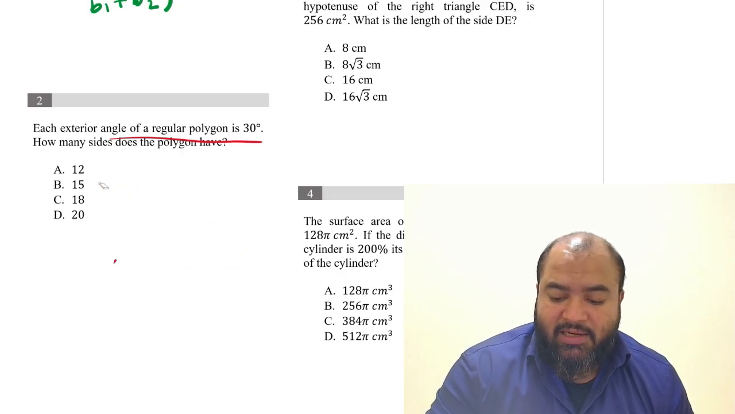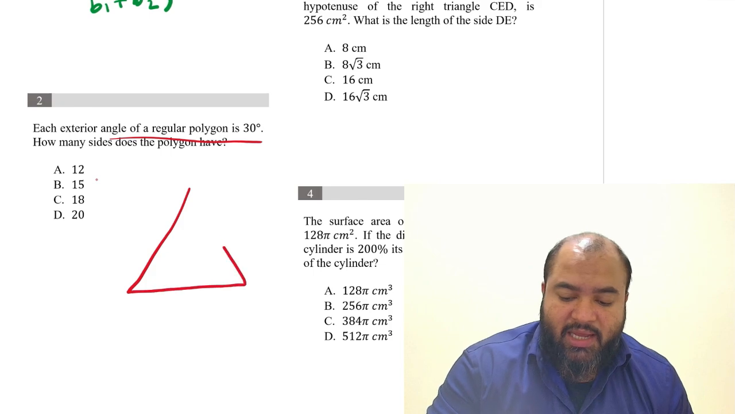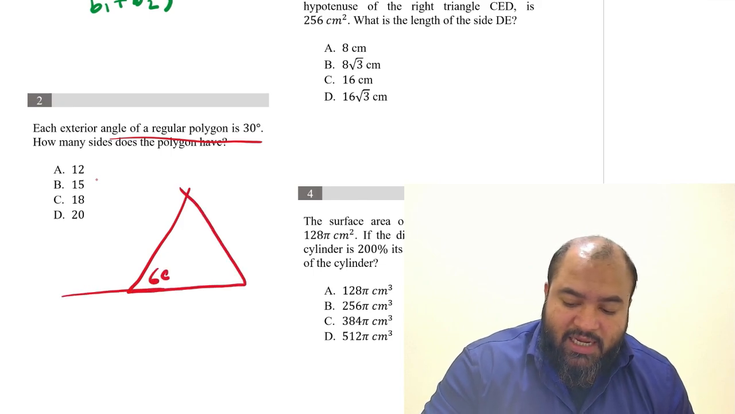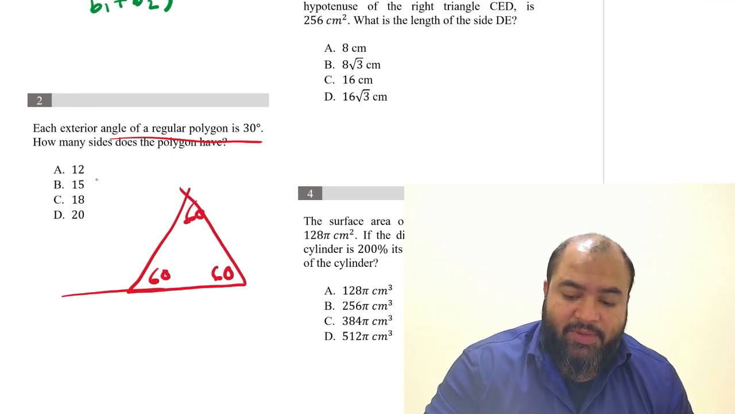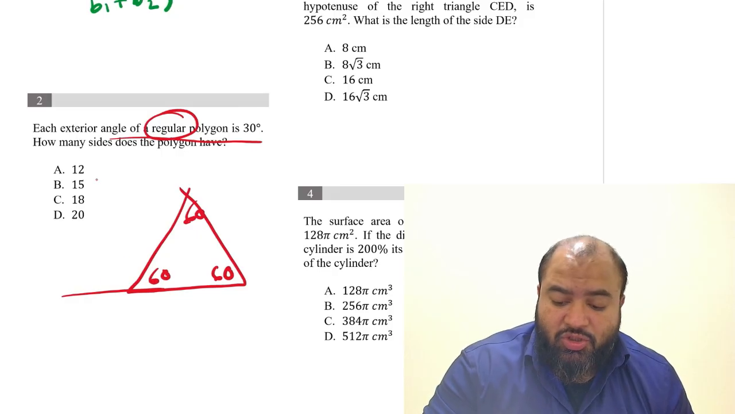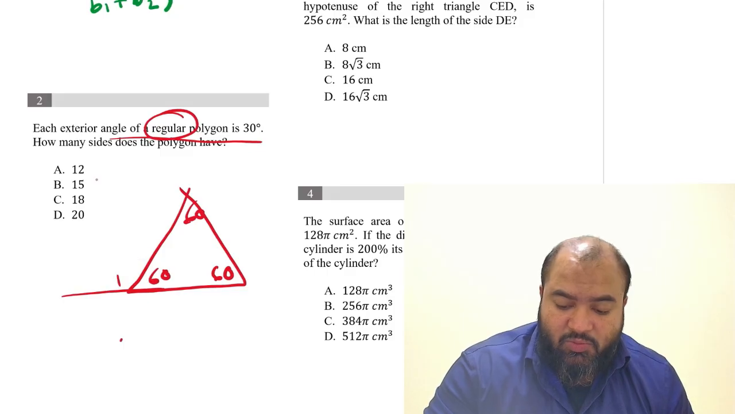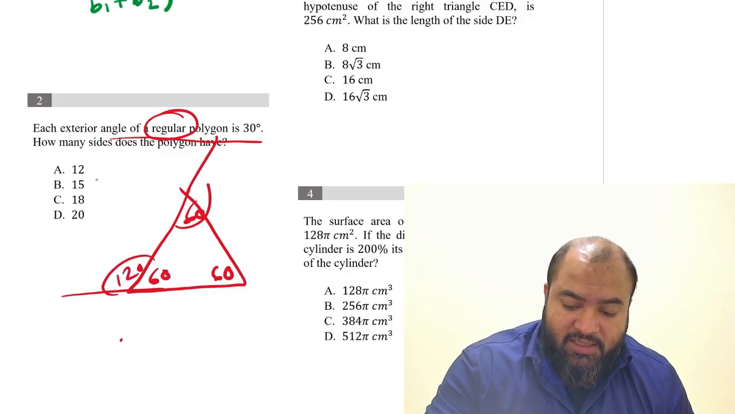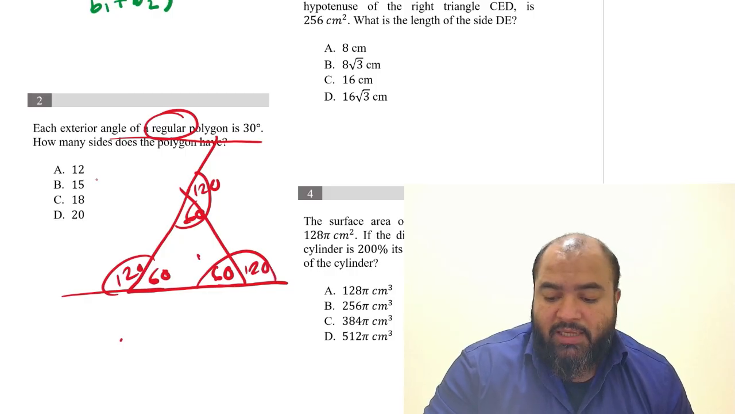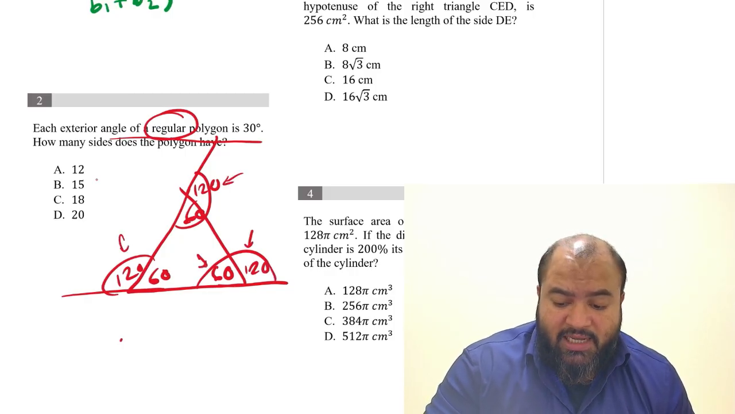Now let's take another example. Let's say a triangle. Each angle, let's say 60, 60, 60. Regular means each side is equal. So the angle next to it will be 180 minus 60, which is 120. If you extend this one, 120, you have to extend it, 120. So remember, interior and exterior have to add up to 180. Now, three 120s add up to be 360.